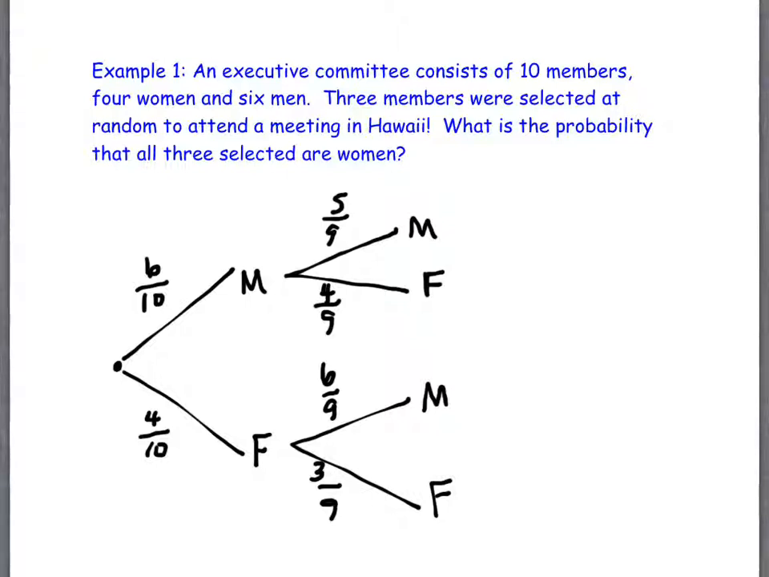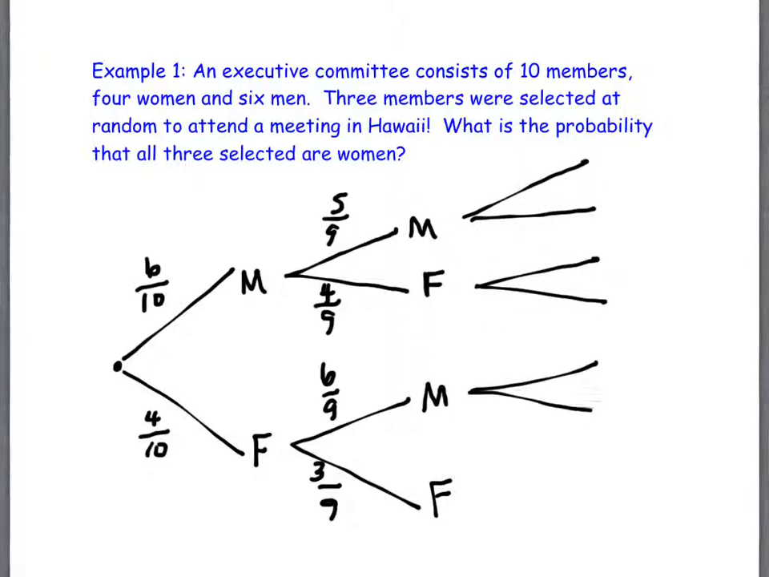But that's only 2 people going to Hawaii, right? How many people are supposed to go to Hawaii? 3. Which means I do another set of branches off of each of these. And each time, I care only in this particular situation whether the person is male or female.